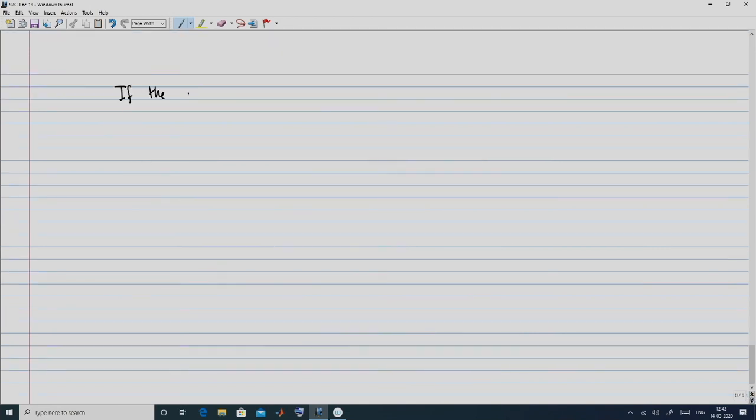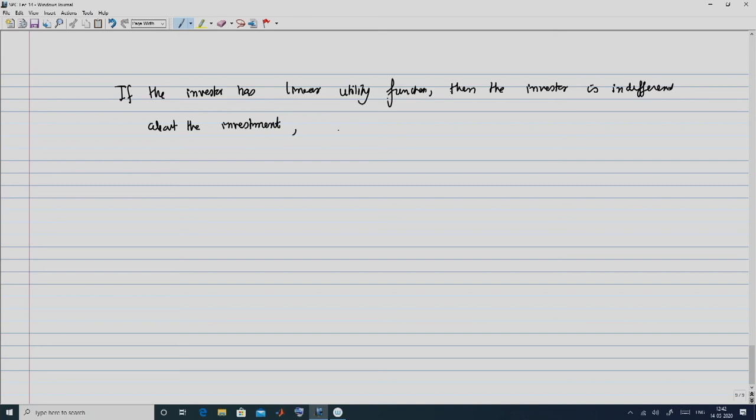So this means that if the investor has a linear utility function, then the investor is indifferent about the investment. And the reason why the investor is indifferent about the investment is because we have U of W naught, utility of initial wealth, is the same as the expected utility of the wealth after the investment. So in this case, the risk premium phi of W naught Z tilde is equal to E of W tilde minus CE, which is equal to 0.